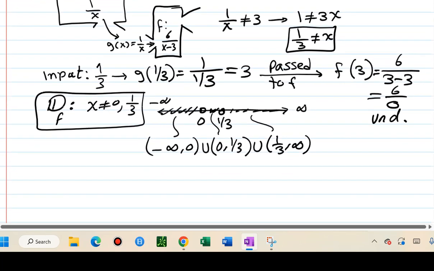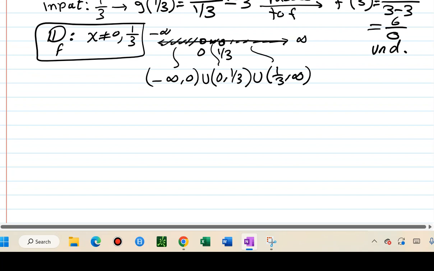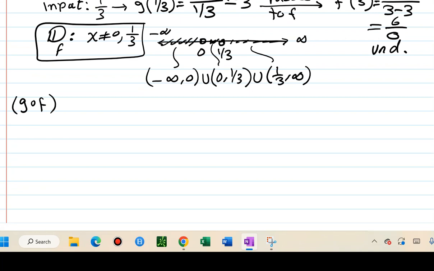The domain of a composition is not trivial. True, it's not. It's like, oh my gosh, that's a lot of work just to get the domain out of this. The composition itself is easy to do. The domain takes a little bit of work. So let's do g of f of x now.